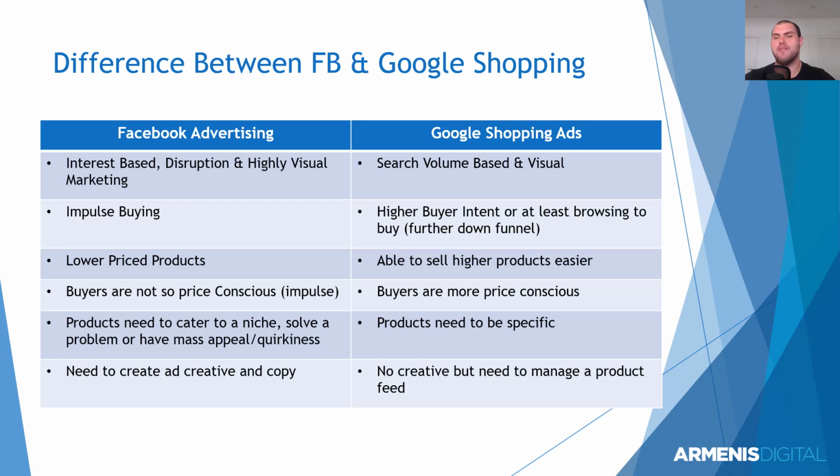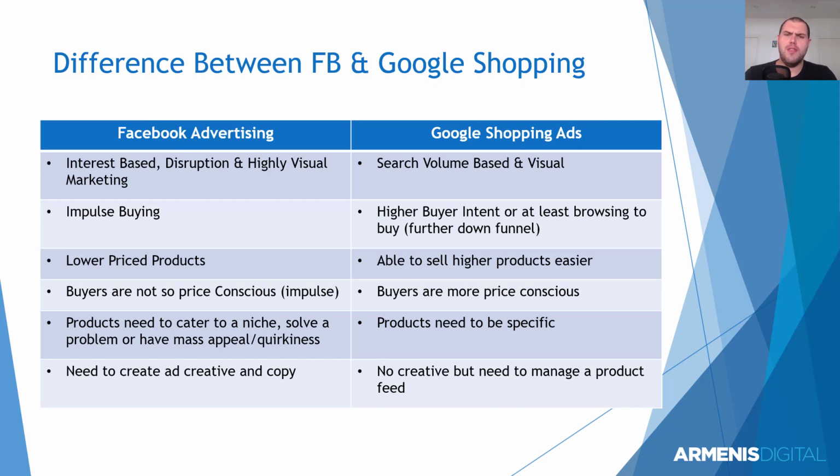Google Shopping ads, as I've mentioned, has higher buying intent, and the person is at the very least further down the funnel and looking to buy because they're searching, they're doing their research. That doesn't mean that they're super engaged shoppers, but they're definitely further down the funnel than an impulse Facebook buyer.